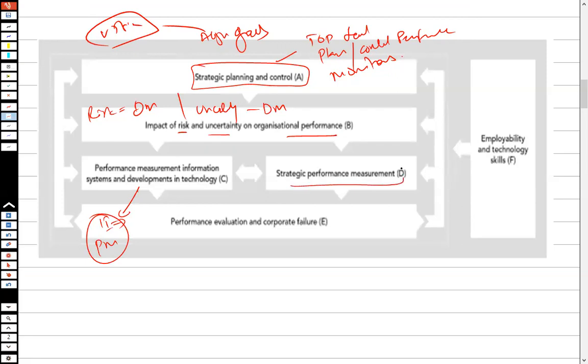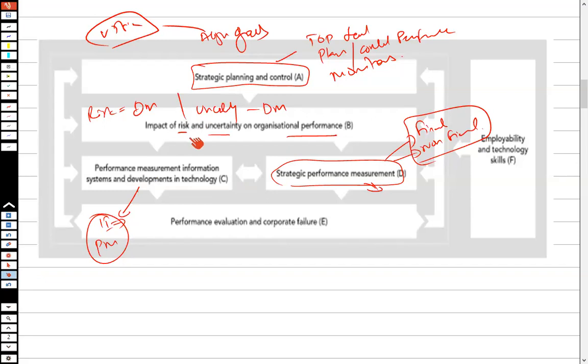And lastly, there's strategic performance measurement, which is the way performance is measured using financial aspects and non-financial aspects. So basically you start from the top where you plan for the organization for the long run. And once you have planned for the long run, you incorporate the risk and the uncertainty in your decision making.